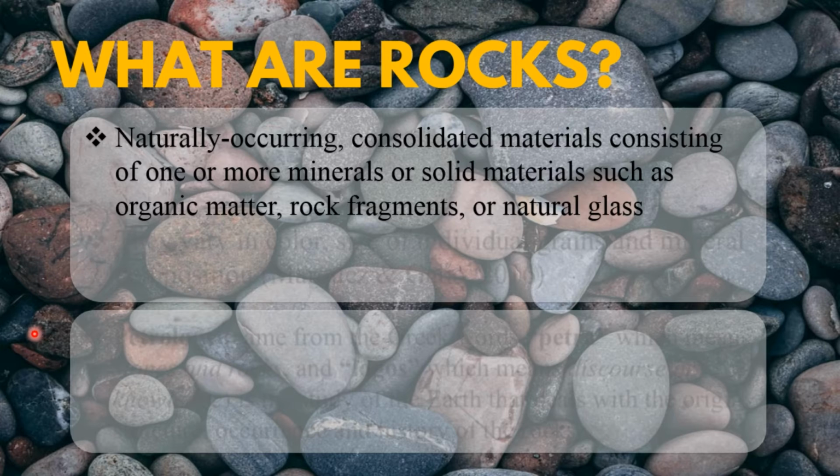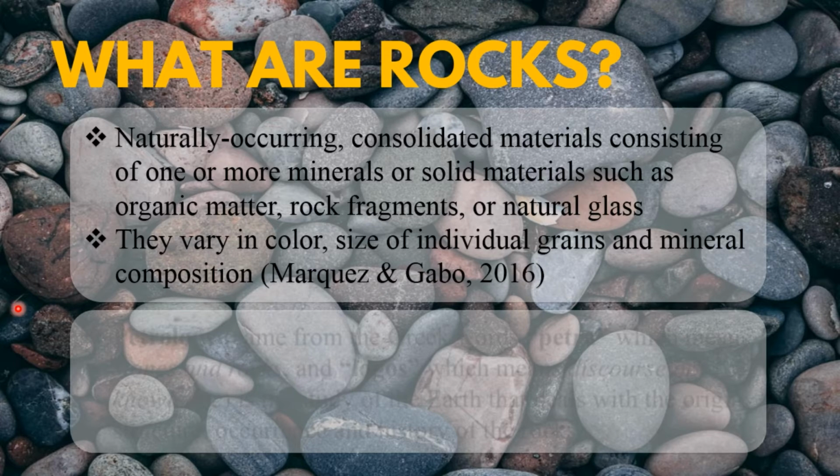Rocks are consolidated materials consisting of one or more minerals or solid materials such as organic matter, rock fragments, or natural glass. When we say organic matter, it can be any parts or materials coming from an organism, which can be a plant, an animal, or even from us humans. When we say natural glass, it is a type of rock that is formed in the Earth's crust, which has a glassy texture.